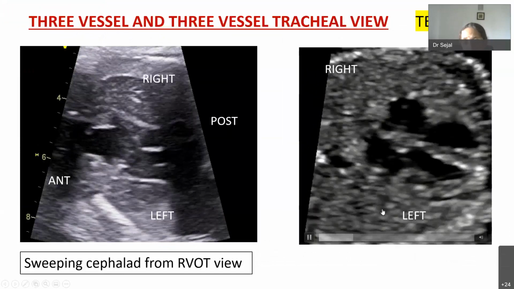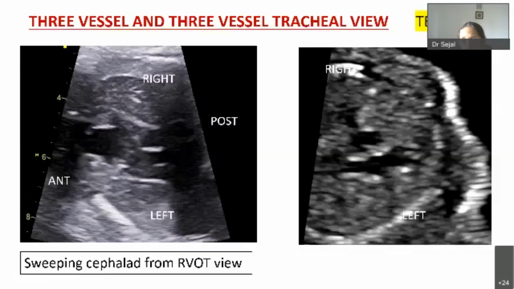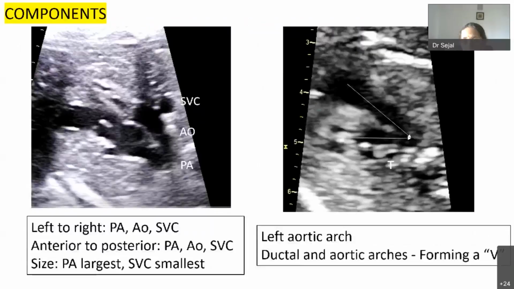The arch is usually done in relationship with the trachea. So, if this is the pulmonary artery, this is the ductal arch, this is the aortic arch, and this is the trachea. The aortic arch runs to the left of the trachea, forming a V here. This is the V, and normally a left aortic arch will form a V.